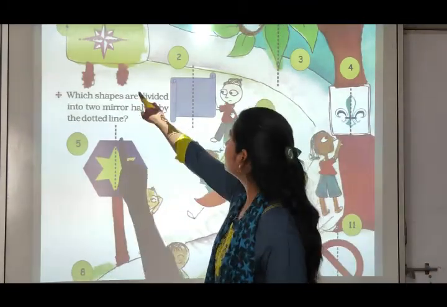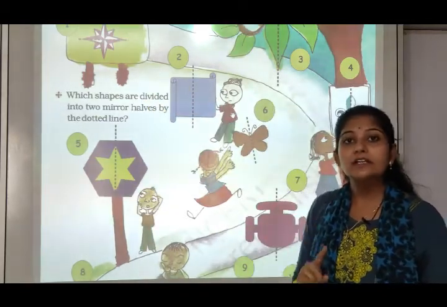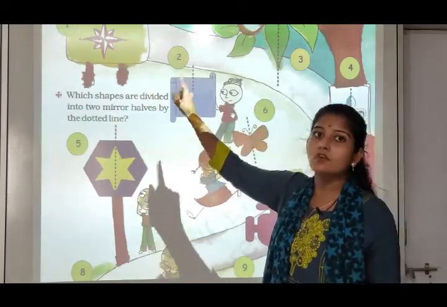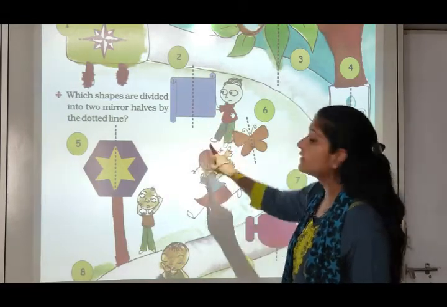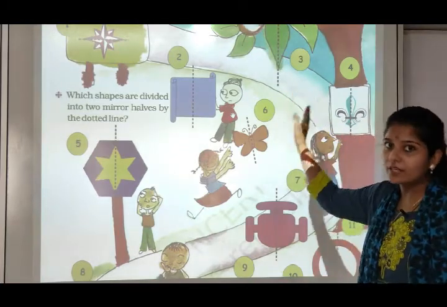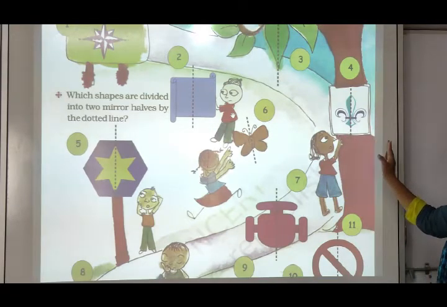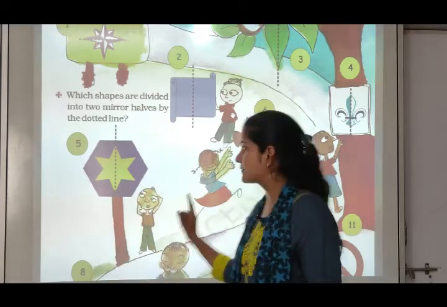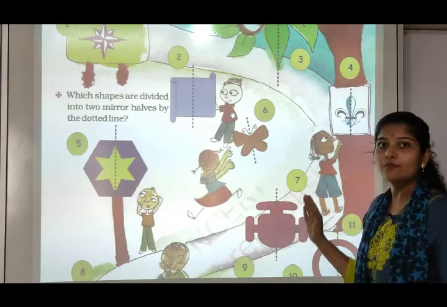The first picture is equal from both sides, but you have to observe the color scheme also. So this is not the image of a mirror image. Now second one is also not a mirror image. Now third one is also not a mirror image. Now fourth one has a different color scheme, so it is also not a mirror image. Now fifth one is a mirror image. Now sixth one is an image of a butterfly, and it is a mirror image.